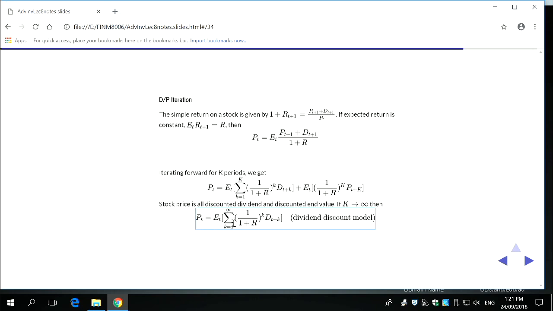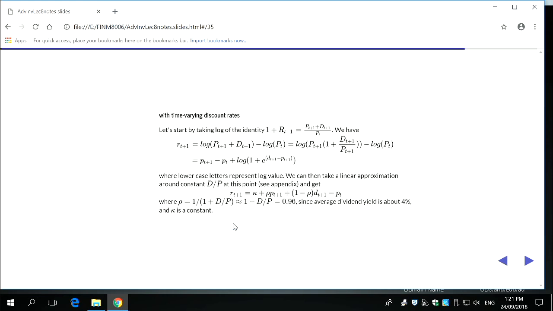That's basically what you have seen before. Right? Now, the only thing that's different in this class is that the discount rate or the return is no longer constant. Okay? So now let's start by taking log of this returns.